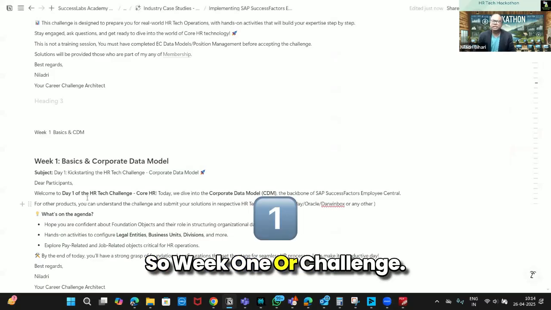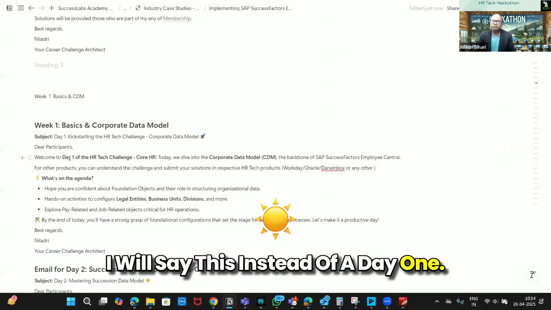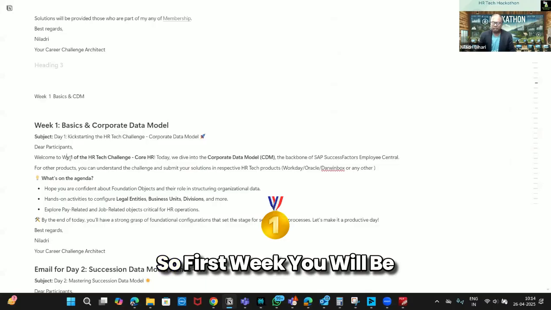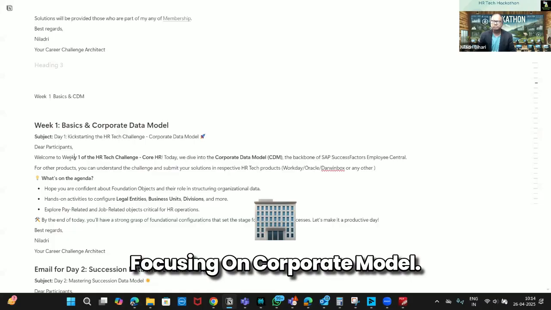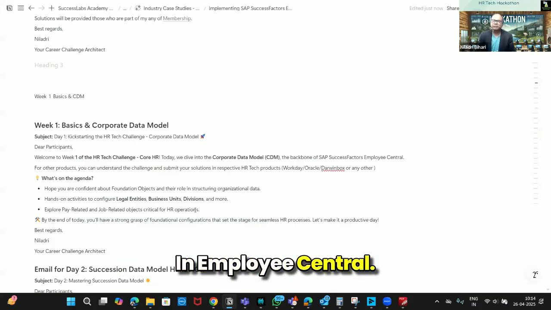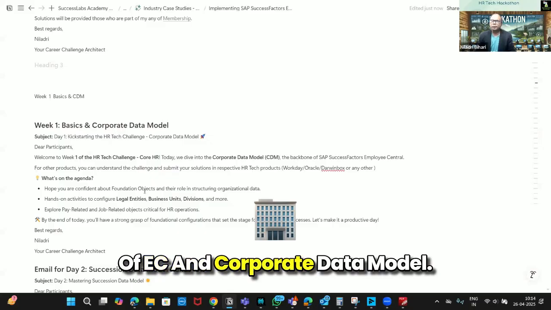So I will call this week 1 challenge instead of day 1, and I have designed it in a way that in the first week you will be focusing on the corporate model. It is for all of you, participating in Employee Central. So the week 1 challenge will be the basics of EC and the corporate data model.